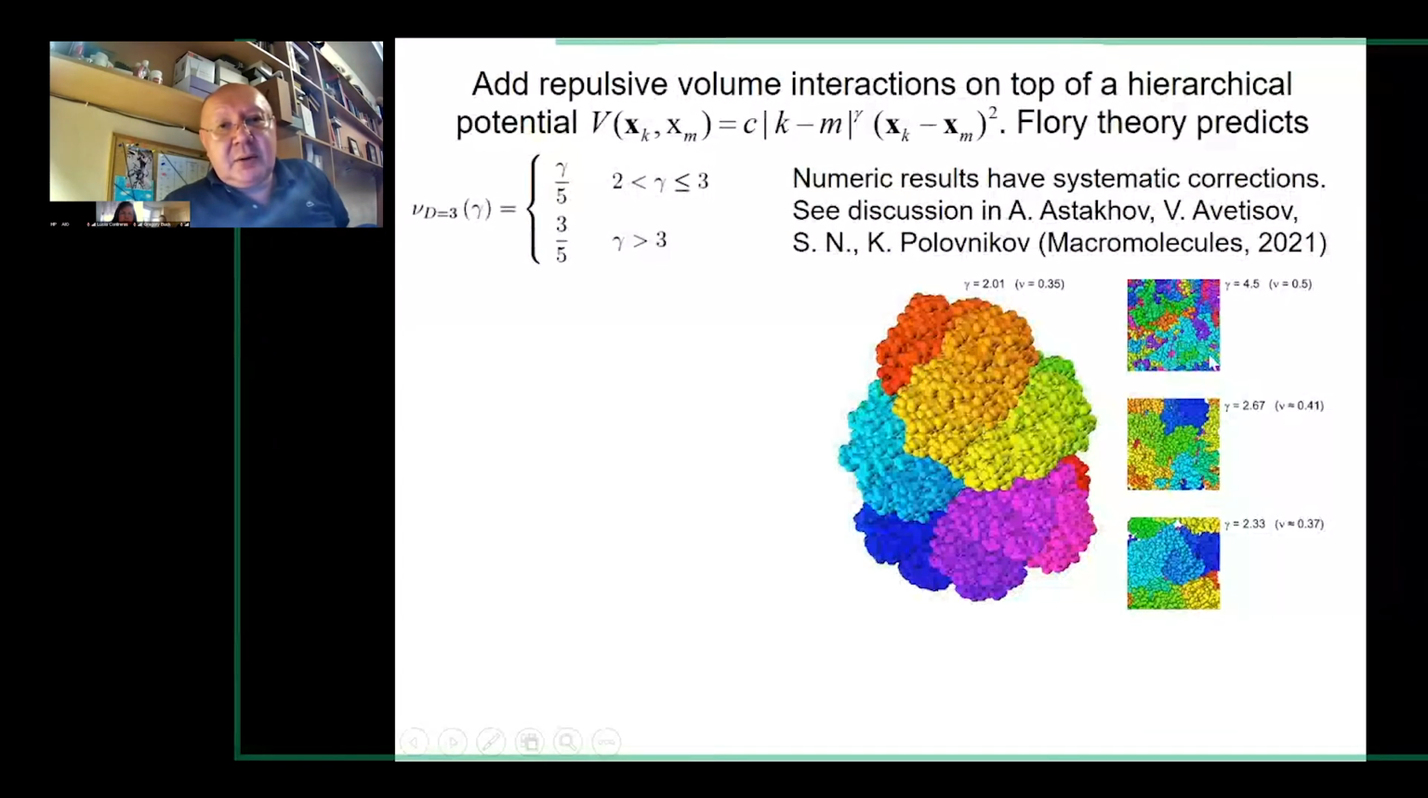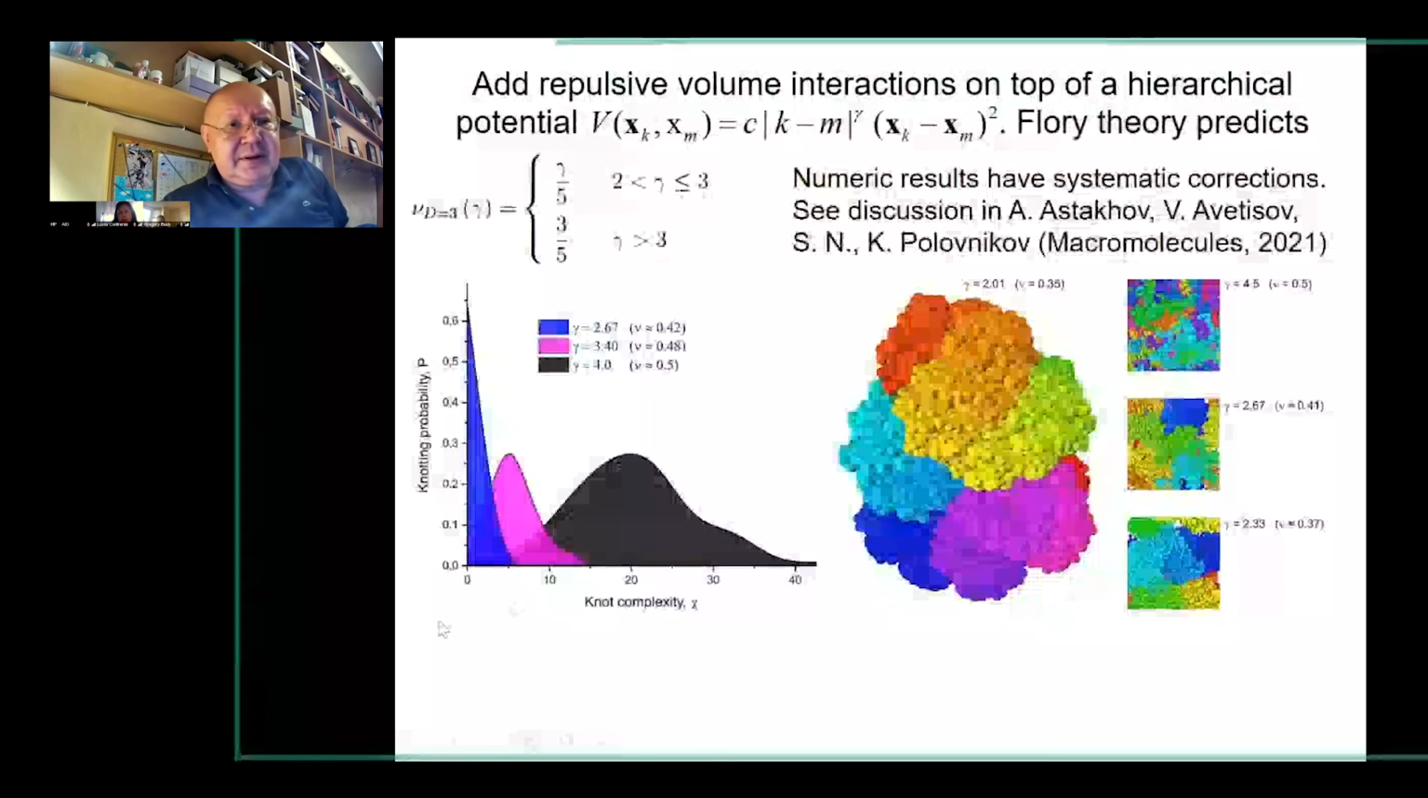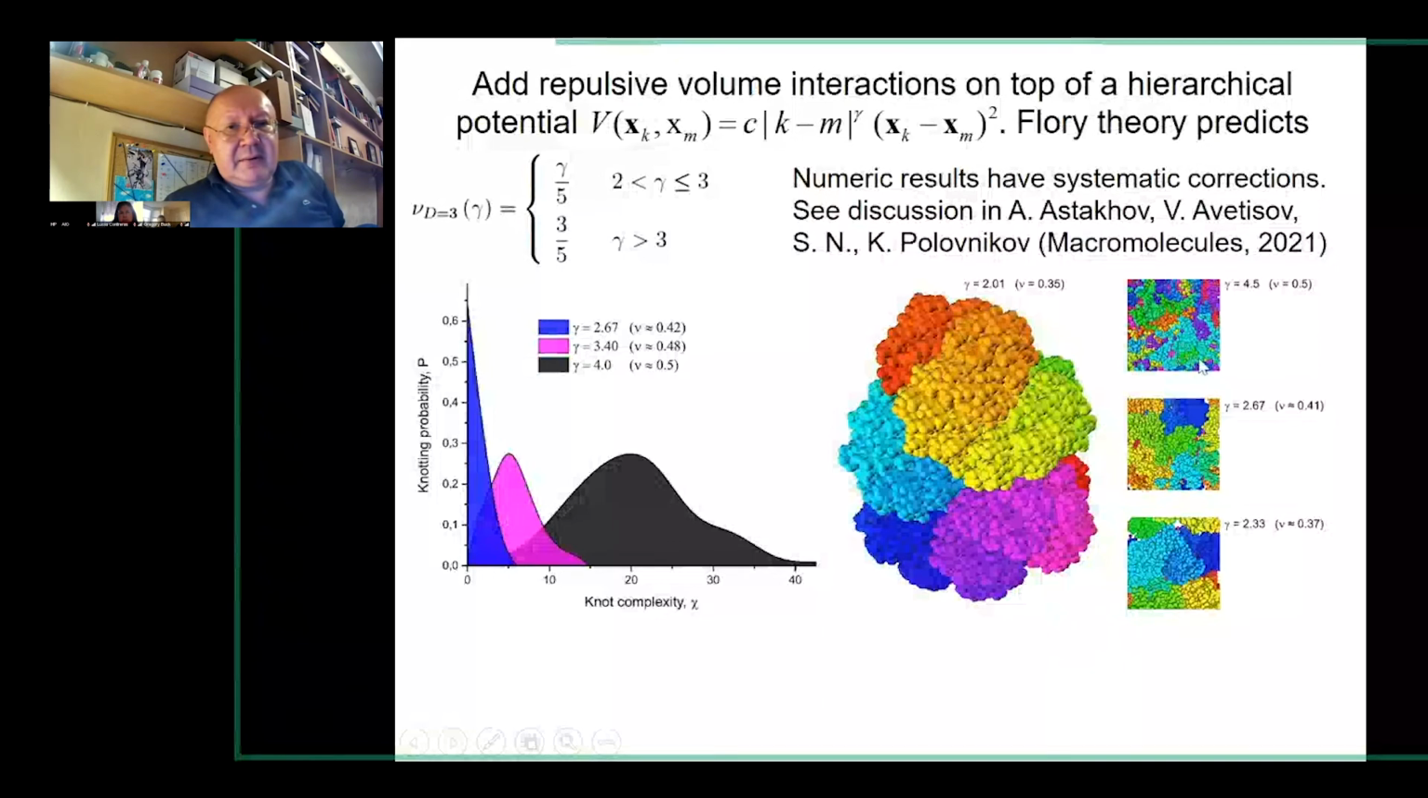And when the fractal dimension is like in a random walk, or close to it, then you lose this structure, and you see that the different parts are mixed. And simultaneously we have computed the distribution of knots, and here is again the same, consistent with this picture.